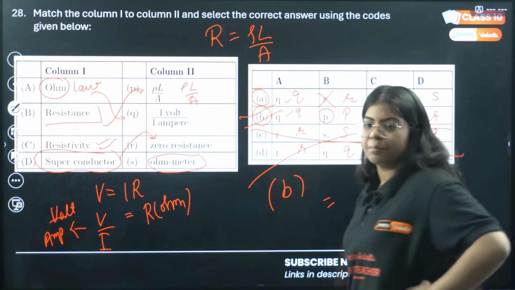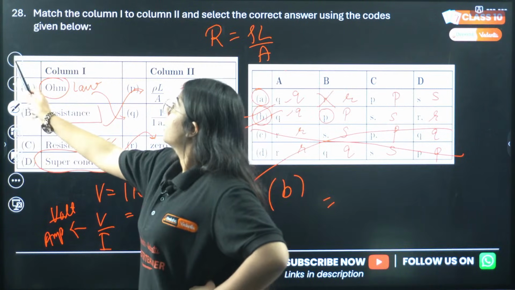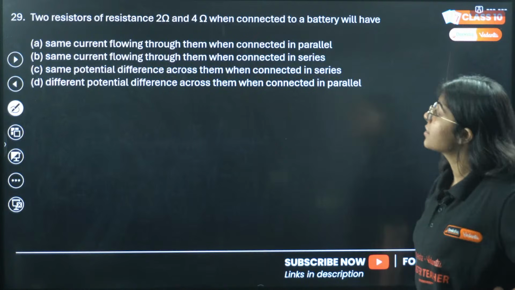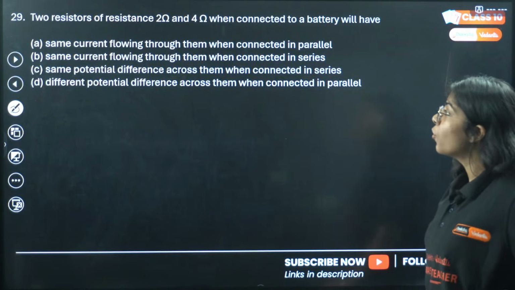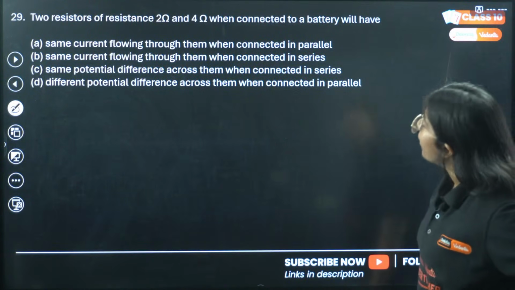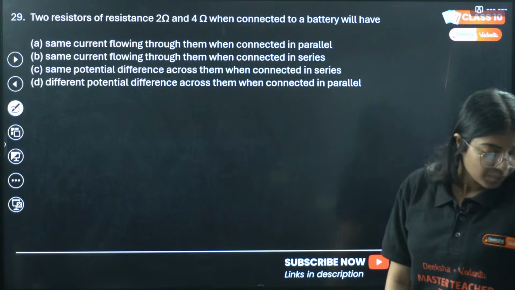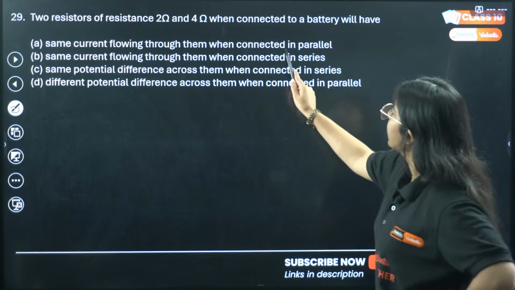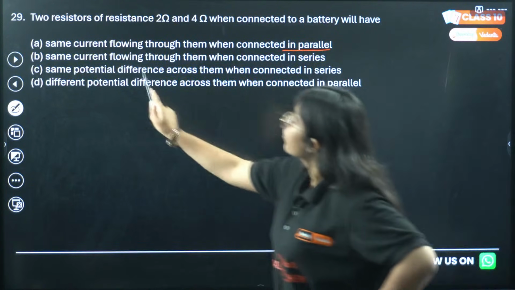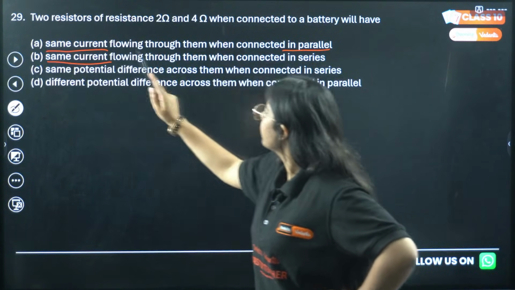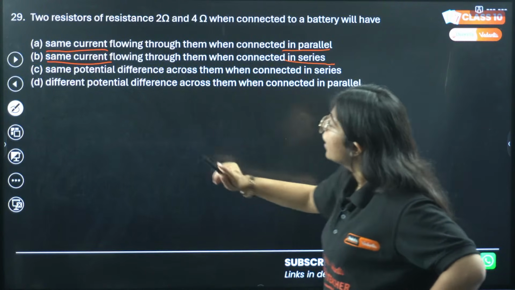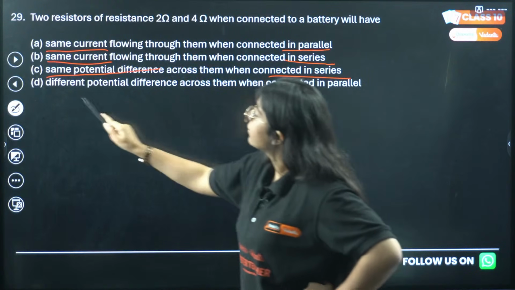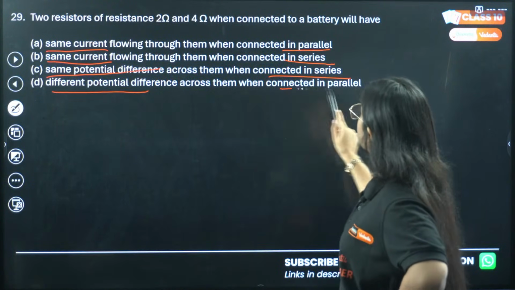Okay, 29th. Two resistors of resistance 2 ohm and 4 ohm when connected to a battery will have what? Same current flowing through them when they are connected in parallel? Same current when they are connected in series? Same potential difference when they are connected in series, or different potential difference when they are connected in parallel?